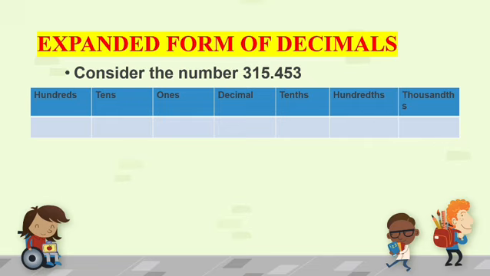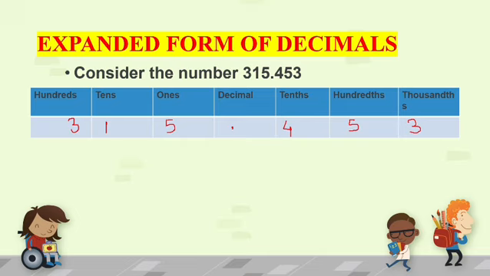Your number is 315.453. So how are we going to write? 3 in hundreds place, 1 in tens place, 5 in ones place, then your decimal point, then comes your 4 in tenth place, then 5 in hundredth place, then 3 in thousandth place. After having placed all the digits of the number in the place value chart, now let us go for expanded form, writing the number in expanded form.